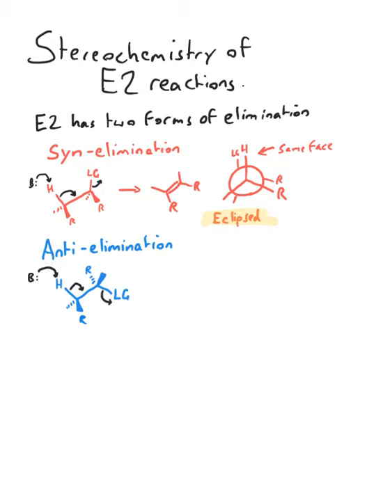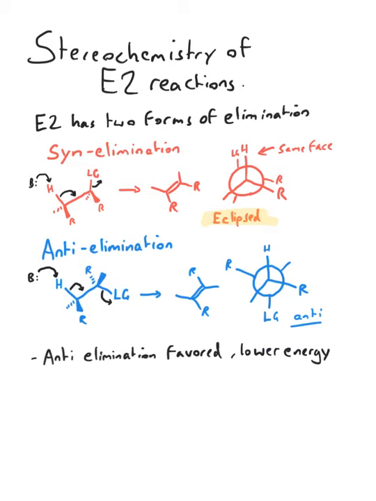Or you can have anti-elimination, where the hydrogen and the leaving group are anti to each other, as seen here. The anti-elimination is favored as it is lower energy. So whenever you have a choice of whether to do an anti-elimination or a Syn elimination, do the anti-elimination because it will be lower energy. You will only encounter Syn eliminations in situations where anti-elimination is just not possible.